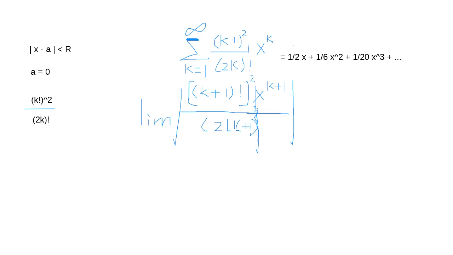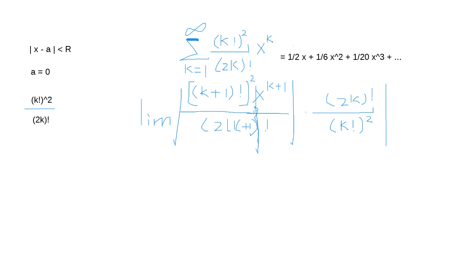2 times k plus 1 factorial. Then divided by the kth term, I'm going to write as multiplying by the inverse of the kth term. So that's 2k factorial divided by k factorial squared. And we will see a lot of terms will cancel each other. So that's exactly why we want to use this.